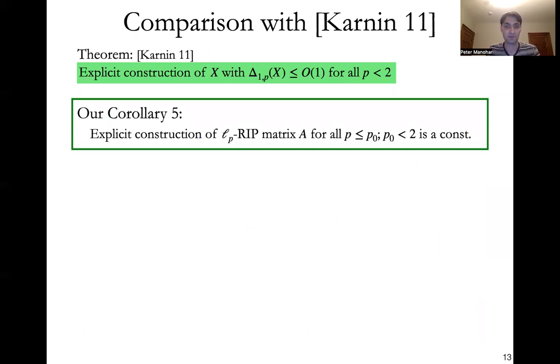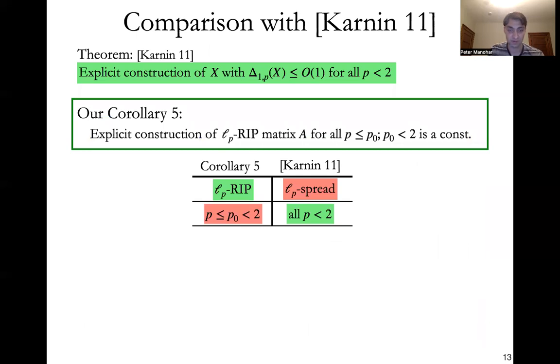Because LP spread and LP RIP are similar properties, and our corollary is similar to this prior work of Karnin, I just want to take a moment and compare the two results. The difference here is in our corollary 5, we managed to prove LP RIP, whereas Karnin only achieves LP spread, which is a strictly weaker property. On the other hand, our corollary 5 only gets LP RIP up to some constant threshold p naught, whereas Karnin achieves all p less than 2. So in some sense, our corollary is incomparable to the work of Karnin, because we're stronger in one sense, but weaker in the other.